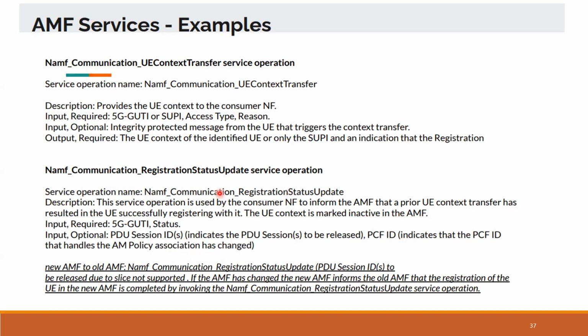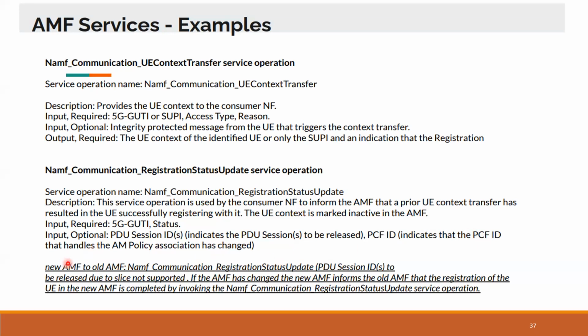Similarly here, if your context transfer is successfully done and all your information is now available in the new AMF, the new AMF is going to inform the old AMF that, okay, you need to mark your context as inactive. So the input required is the 5G-GUTI and the status that it is now active over here. And optional can be PDU session IDs and the PCF ID so that it can release the PDU session and it can inform the PCF that the policy has changed.